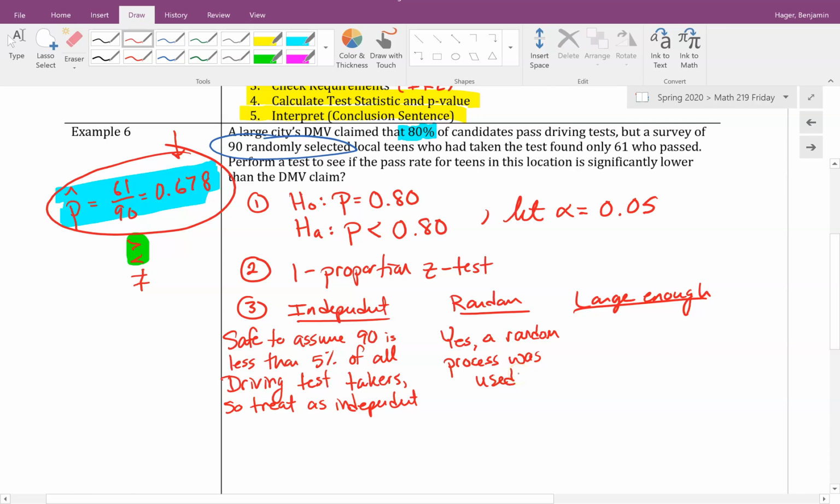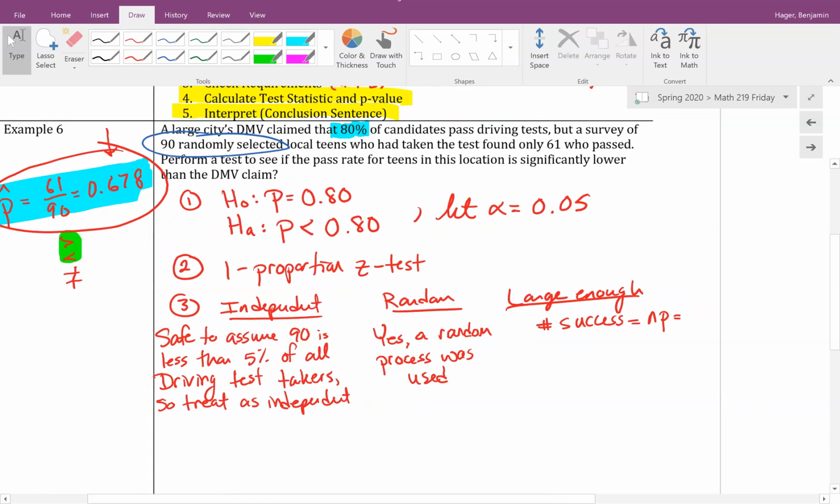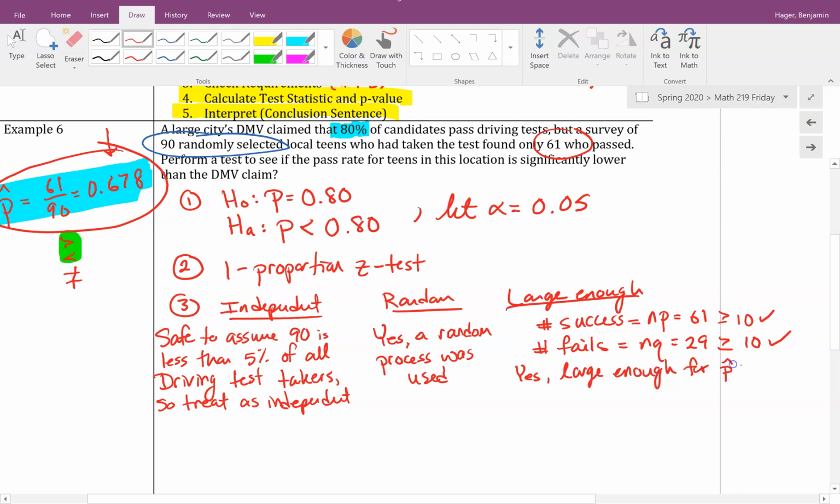Now, are we large enough? Remember, for a proportion, large enough means the number of successes, which is n times p, has to be greater than or equal to 10. They told me 61 people succeeded in passing, so that's greater than or equal to 10. And the number of fails, the number of people that didn't pass, is n times q. If out of 90 people, 61 passed, that means 29 did not pass. That's bigger than 10. We're good. So yes, large enough for p hats to be approximately normal.